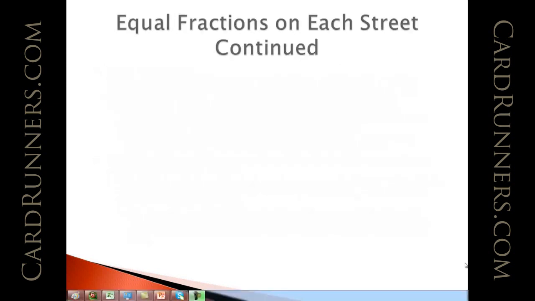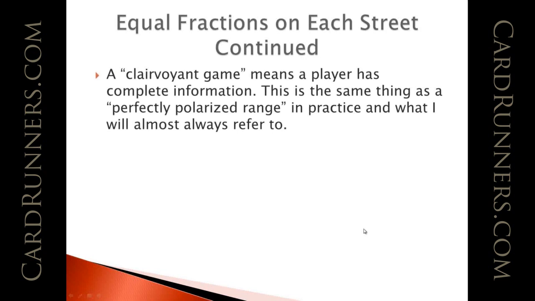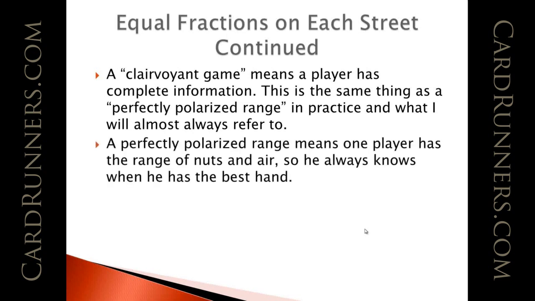Equal fractions on each street, continued. A clairvoyant game means a player has complete information. This is the same thing as a perfectly polarized range, which in practice is what I will almost always refer to. A perfectly polarized range means one player has the range of nuts and air, so he always knows when he has the best hand, whereas the player with the medium strength range never really knows because he always looks down and sees a medium strength hand, and he doesn't know what the opponent's holding.